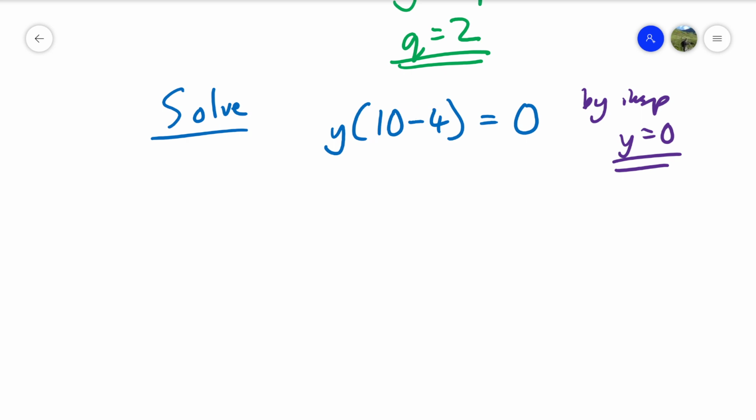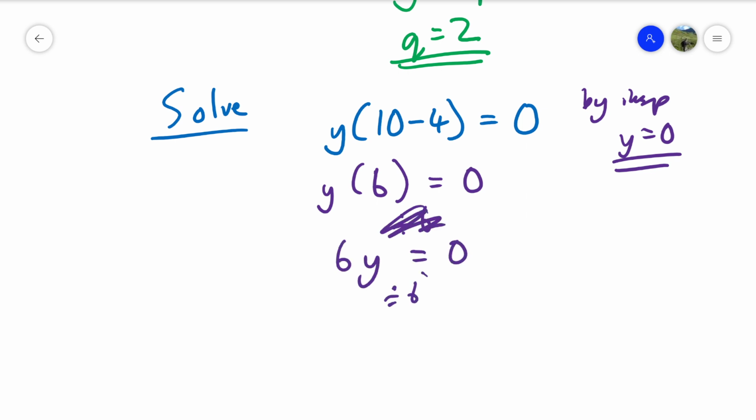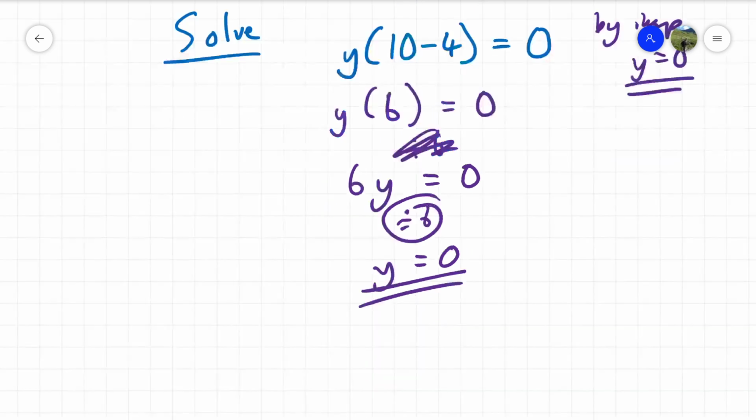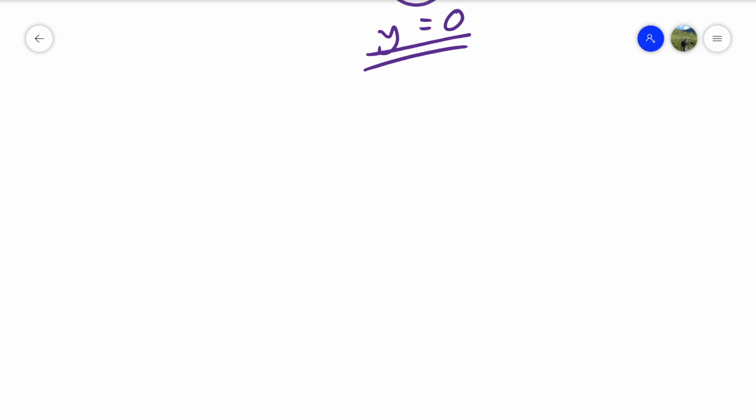Suppose you didn't spot that. You could go, well, let's simplify where I can. Let's divide by 6. Well, no, let's tidy it up first. That's 6y equals 0. Now let's divide by 6. Y equals 0. Oh, yeah. There we go. Next question.